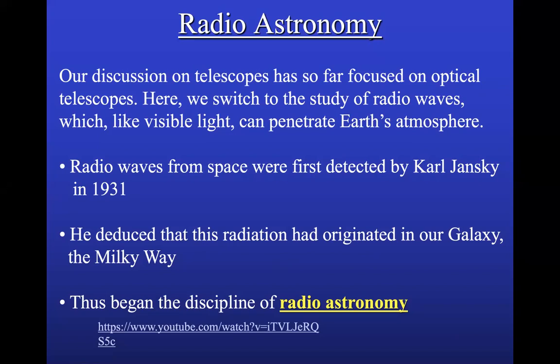Right, so our discussion on the telescopes so far has focused on these optical telescopes. That's what we have been doing. Now we are going to switch our study to different wavelengths, and look at what types of telescopes we have under different wavelengths. One such type is the radio telescopes, used to do radio astronomy.